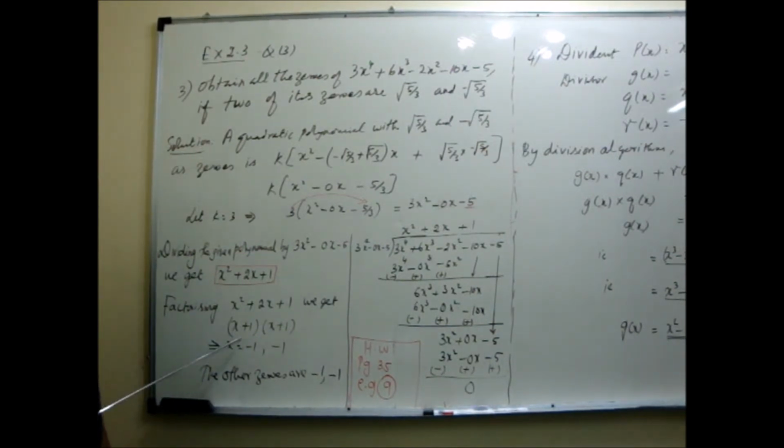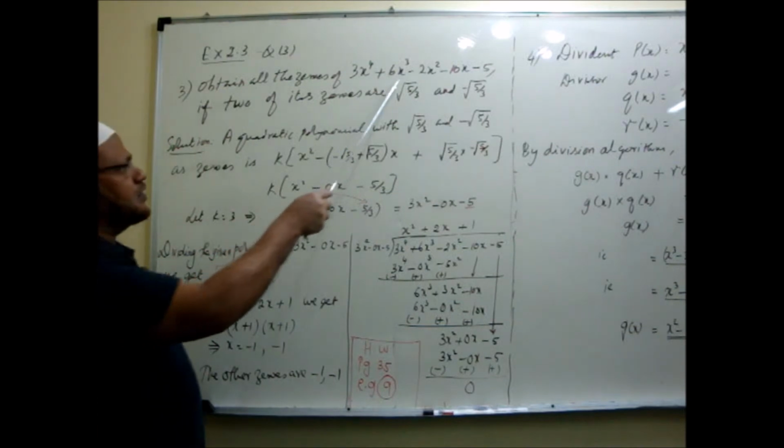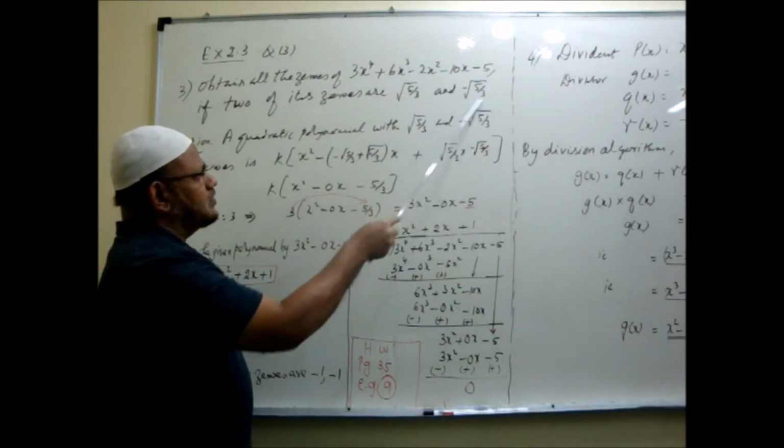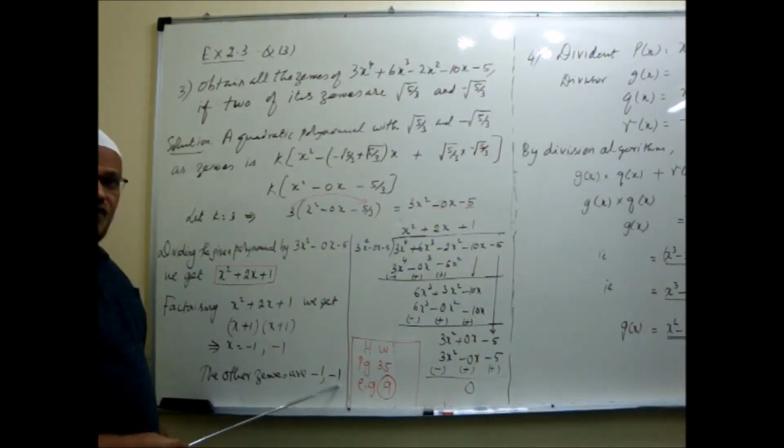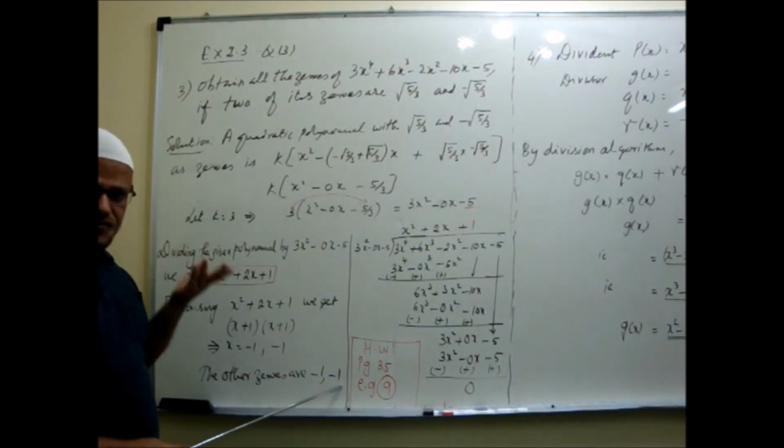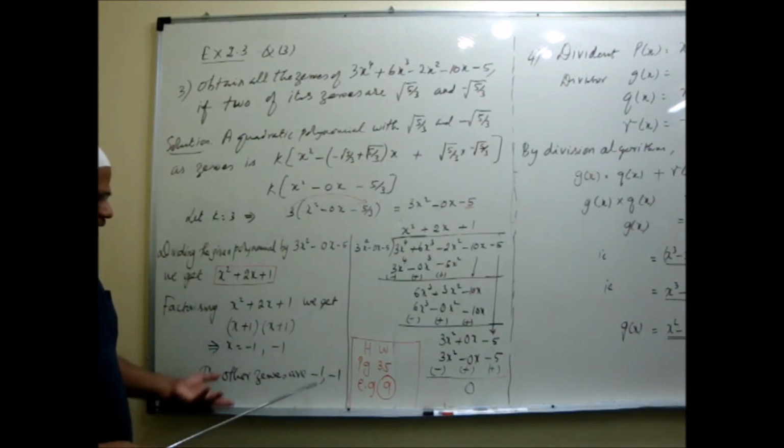Each factor equal to 0. So you get x is minus 1. Again if you equate the other factor, x is minus 1. Two zeros, both the same number: minus 1 and minus 1. Originally given zeros are here, and these are the two zeros we found. Totally 4 zeros we have. The question asks for the other zeros, so I wrote the other zeros here.